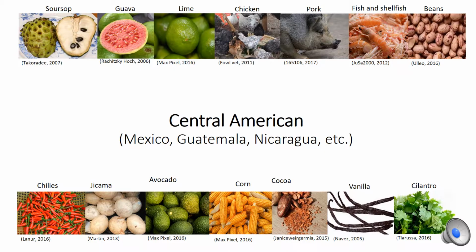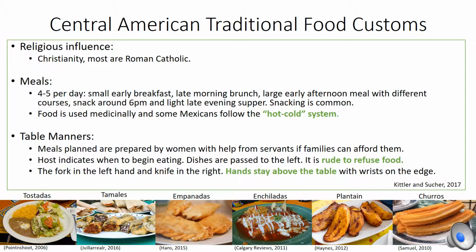Here is an overview of some common foods found in Central America. Central American traditional food customs have a religious influence of Christianity and mostly Roman Catholicism. Meals are served 4 to 5 times per day with a small early breakfast, late morning brunch, large afternoon meal with different courses, snack around 6 p.m., and a light late evening supper. Snacking is common. Food is used medicinally, and some Mexicans follow the hot-cold system.